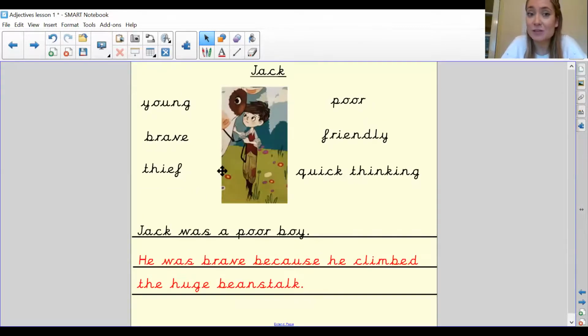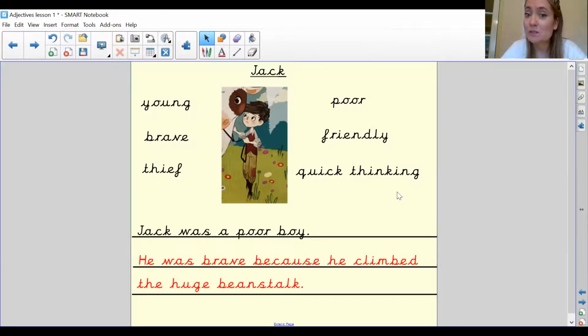So here I've got a picture of Jack, and around the outside, and you can draw that, I've thought of adjectives like young, brave, thief, poor, friendly, quick thinking, and I've put them around. And then not only that, but I've put them into sentences using my capital letters and full stops. So I put here, Jack was a poor boy. And then I thought, I'm going to have a go at my challenge and use because. So I've put, he was brave because he climbed the huge beanstalk.